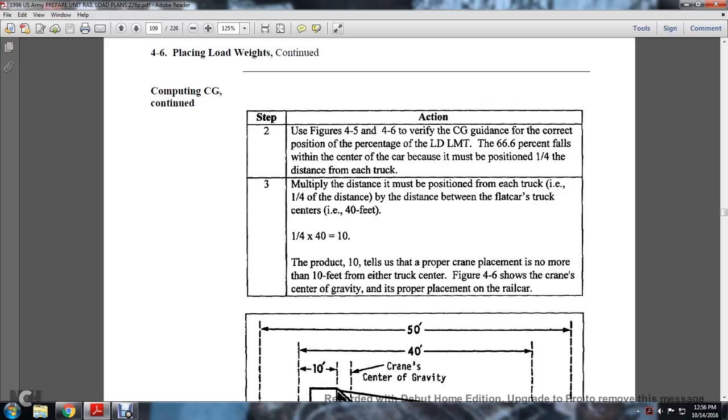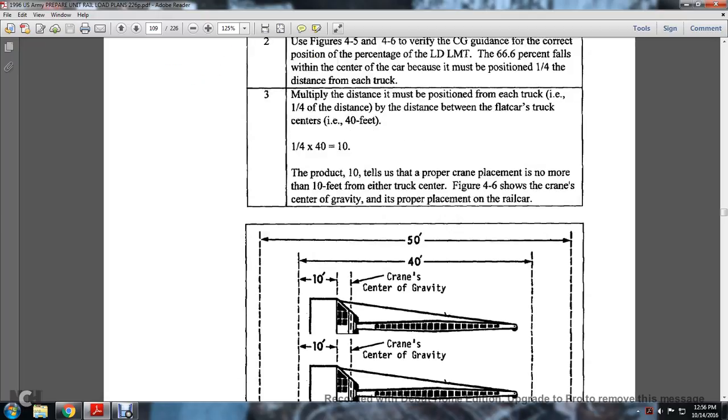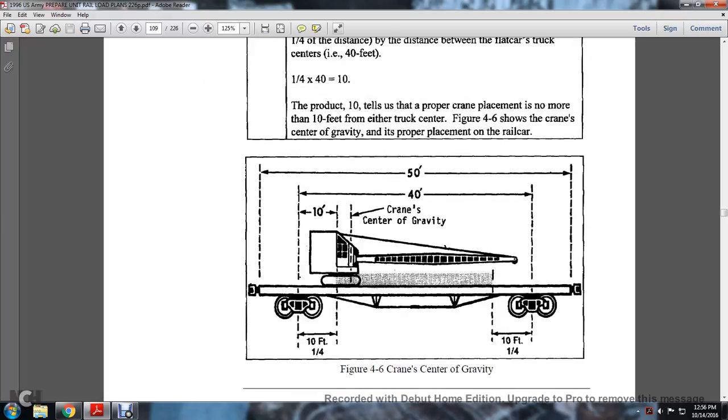The product tells you the proper crane placement is no more than 10 feet from either truck center. Figure 4.6 shows the crane's center of gravity at the proper placement on the railway car: 10 feet from the truck center, 40 feet from truck center to truck center, and 50 feet from end sill to end sill.